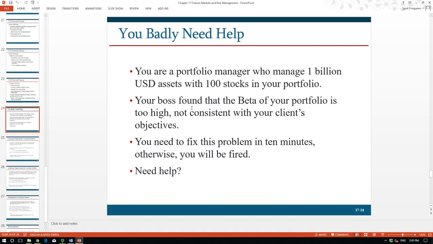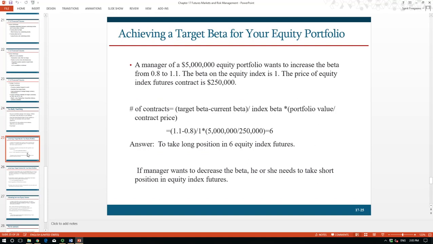But don't panic. When you come across a situation like this, please call Dr. Zhao. Dr. Zhao has a very smart solution for you. How can we fix this problem? Well, let's take a look at one example, which will give you some idea on how you can fix the problem in 10 minutes. Here's a very simple example.